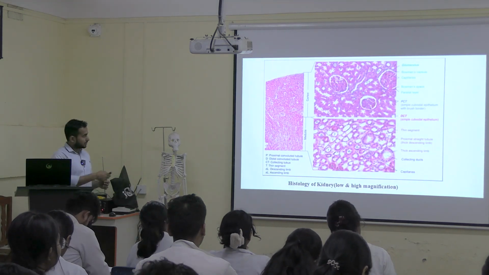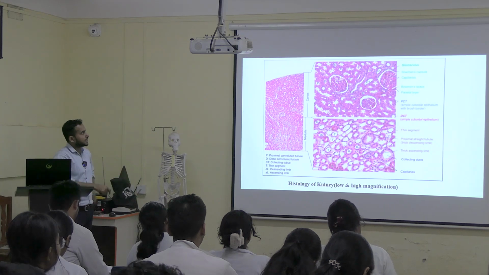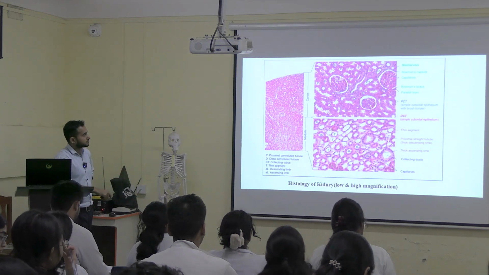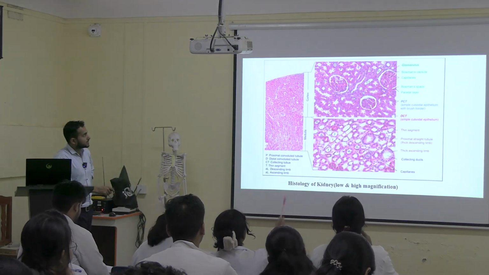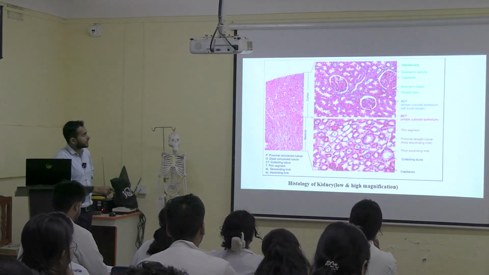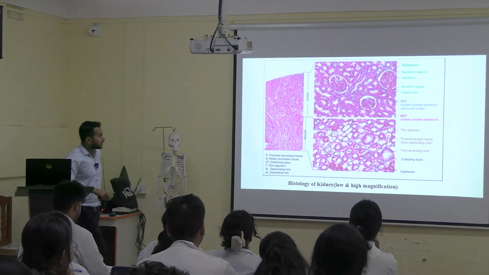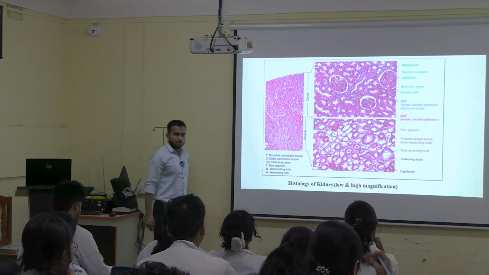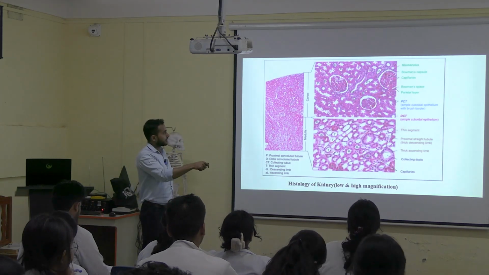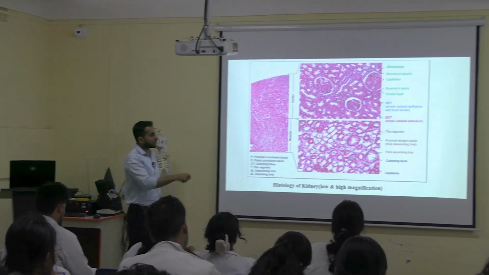Next, you can see the diagram. So which part is the cortex? See, this part is the cortex. This is under low magnification. This is under high magnification. Okay? So this part is cortex and this is medulla. Okay? So this is in high magnification, this is also in high magnification. This is under low magnification.